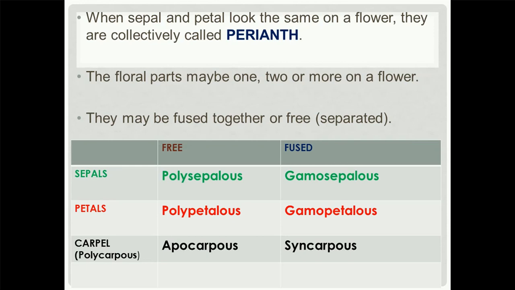Now when you have many sepals and they are free, separated from one another, we call it polysepalous. When they are fused together, it is called gamosepalous. When you have many petals and they are free, it is called polypetalous. When they are fused, gamopetalous. Now, a flower can have only one carpel, and that is monocarpous, or several carpels, that is polycarpous. So when you have several carpels, polycarpous, they can be free or fused. When they are free, they are called apocarpous, and when they are fused, they are called syncarpous.